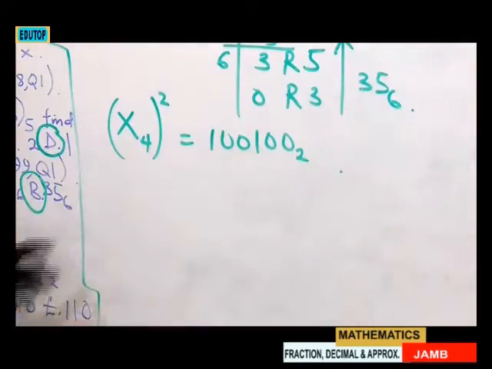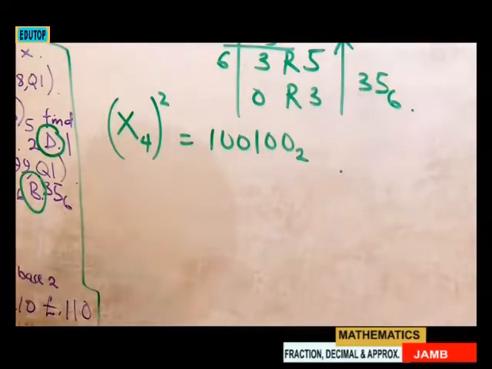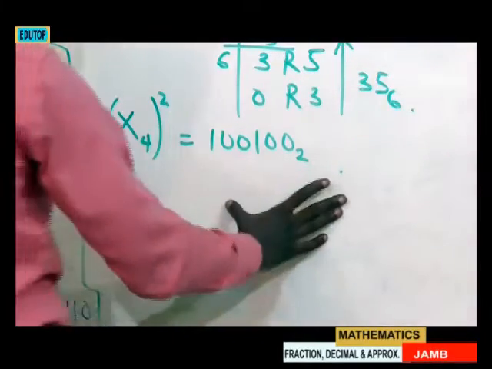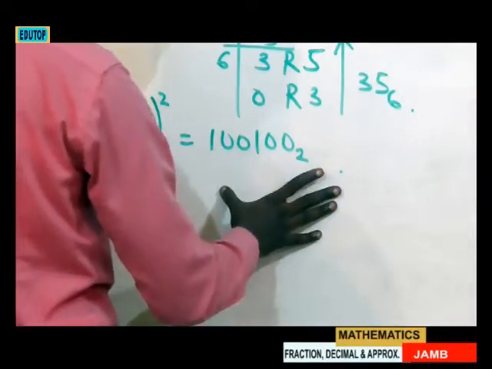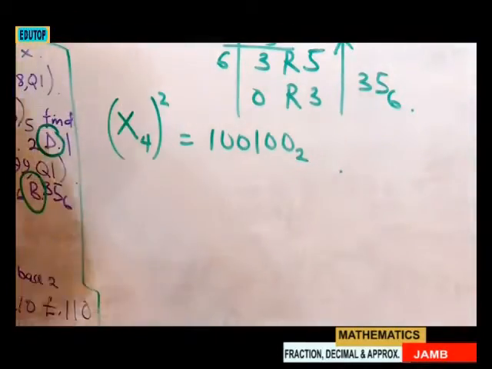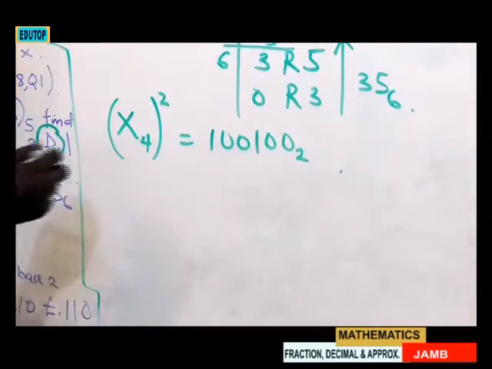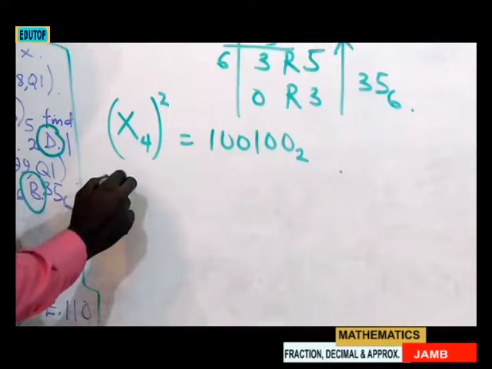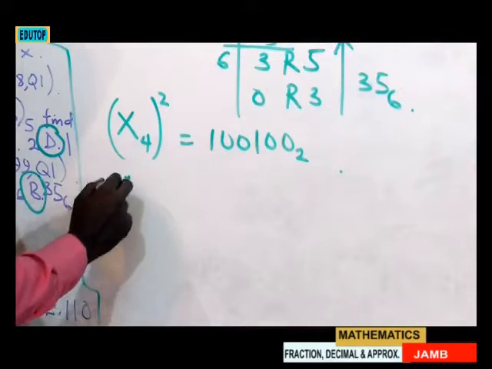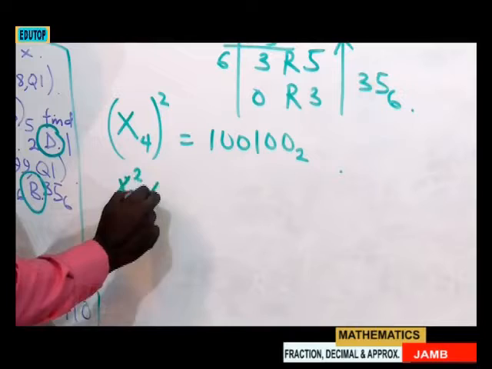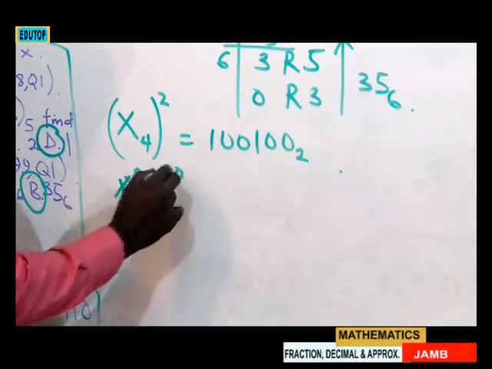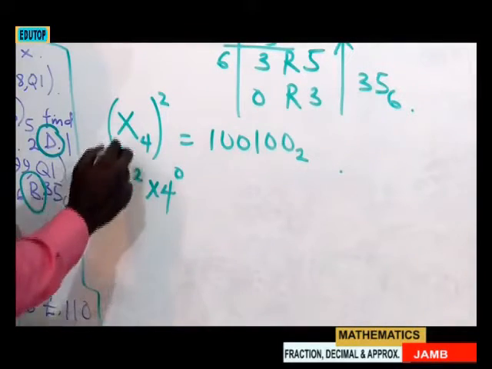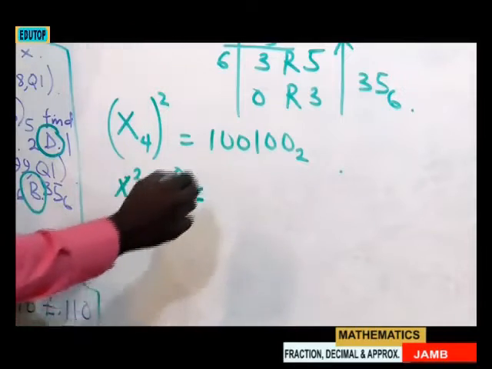What do we need to do? Convert to base 10 to standardize both the left hand side and the right hand side. And by so doing, I will have this in base 10. So I have, that will be x raised to power 2 times 4 raised to power 0. That is to convert this to base 10. Then here too, I convert to base 10.